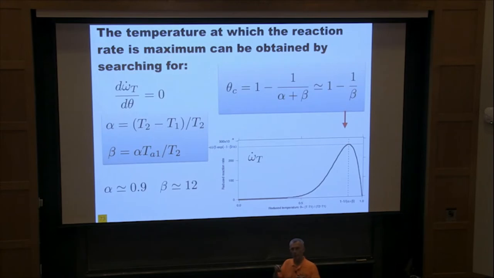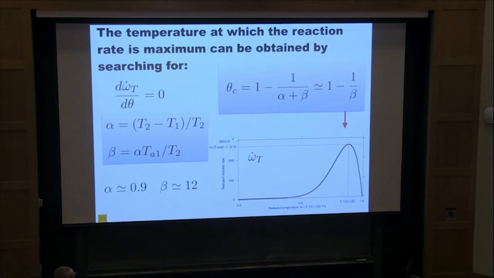Alpha and beta, if you read Williams, Linan, and all the big guys, they always use the same numbers. Because those are physical numbers which are important. Alpha is T2 minus T1 over T2. So that's the temperature elevation divided by the burnt gas temperature. And beta measures the activation temperature. Beta is a big number, typically 10. And alpha is a number of the order of 0.9 to 2.8.